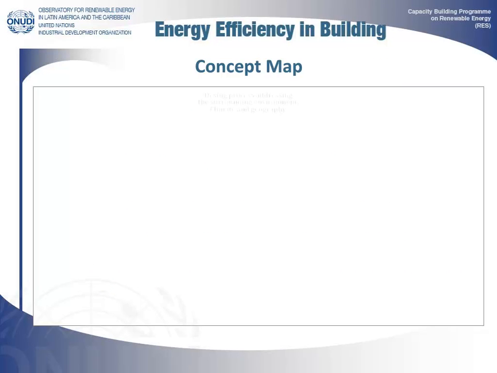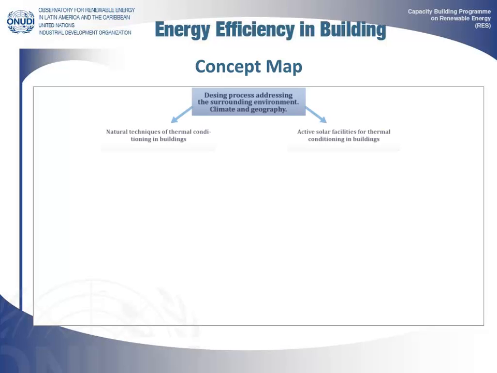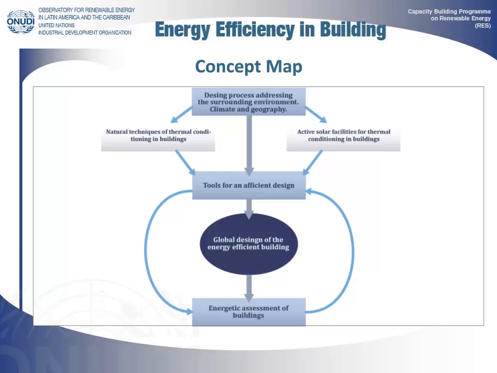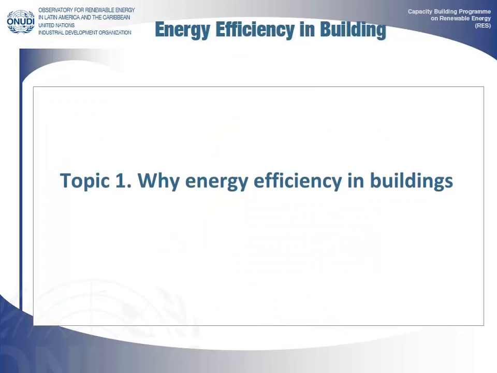The concept map presented here shows the main tools available to maximize efficiency in the use of energy in buildings. These main aspects are design of the building according to the surroundings, taking into account the climate and geography, and the use of natural techniques for the thermal conditioning of buildings, thus minimizing energy consumption. The remaining demand should be supplied, as far as possible, by active solar systems. To ensure that the building meets the requirements and that the overall design of the building is energy efficient, energy assessment is used as feedback for the design processes for continuous improvements in efficiency. Here, the importance of energy efficiency in buildings in Section 1 is detailed.